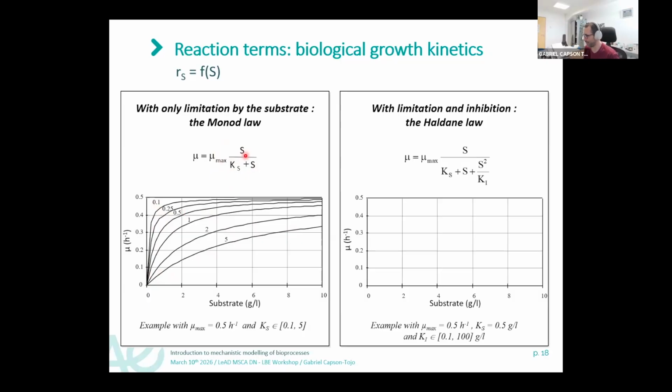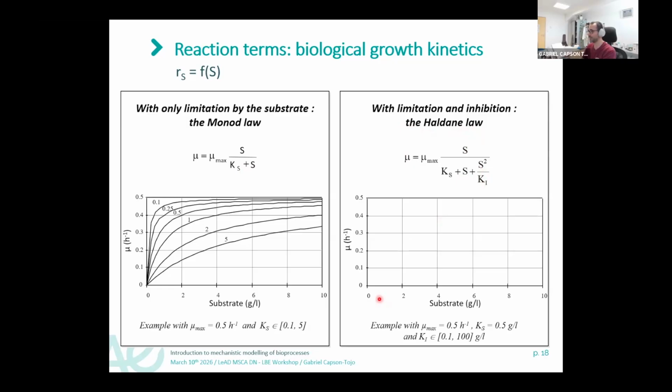Just to show you that there are different expressions that we can use, and not necessarily we need to abide by Monod. In this case, we have a situation where the substrate is not only needed for growth, but it can also induce substrate inhibition. There are many equations that we can use. In this case, I'm using Haldane, but there are many others.